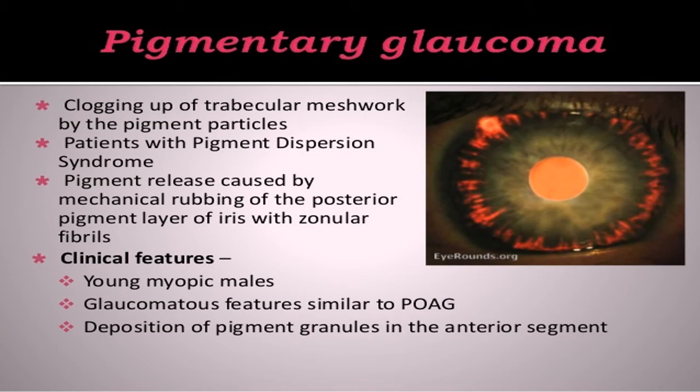On retroillumination, as you can see in the picture, after release of these pigments you can see clearly through the peripheral part of the iris, which is not seen in normal people. So you can make out such things in pigmentary glaucoma. Apart from that, you can also see gonioscopic changes. It is more common in myopic males, and it is open angle only. The angle is not closed, but it is blocked by the pigments.